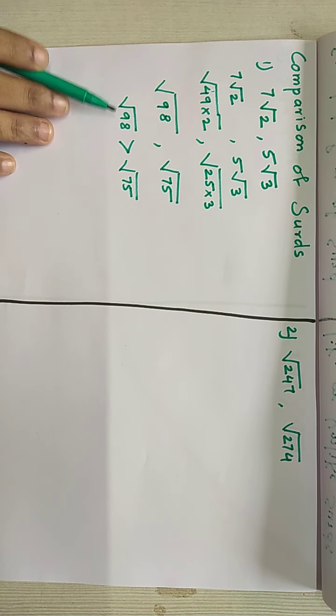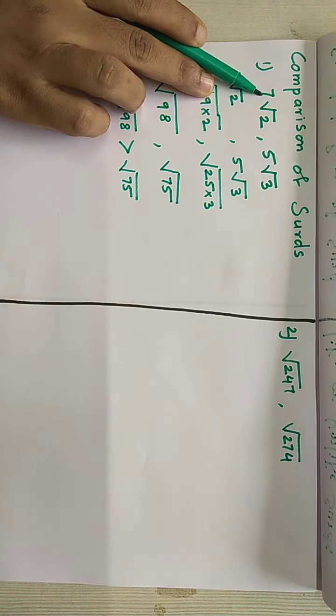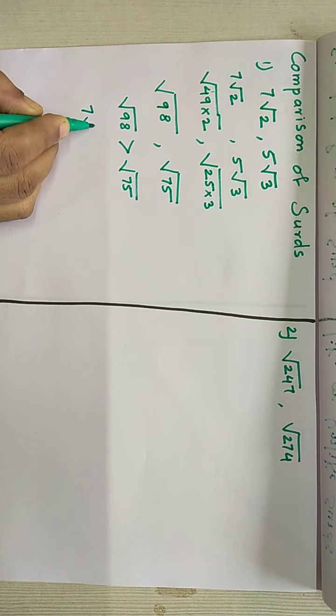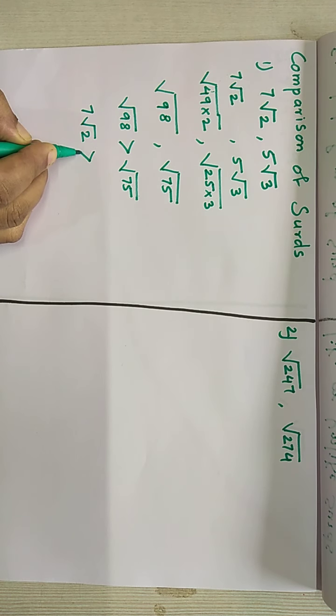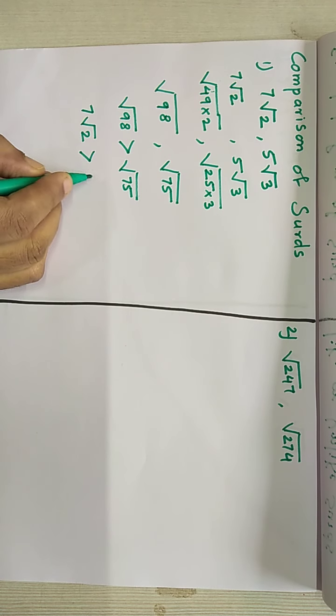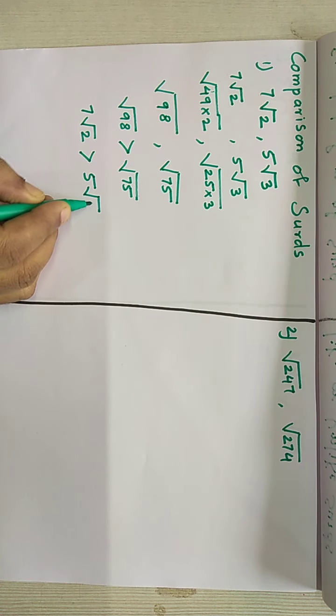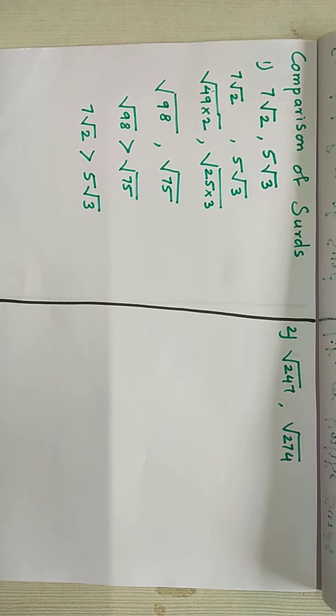Now where did we get root 98 from? We got root 98 from 7 root 2. So 7 root 2 will be greater than root 75, which we got from 5 root 3. So 7 root 2 is greater than 5 root 3.